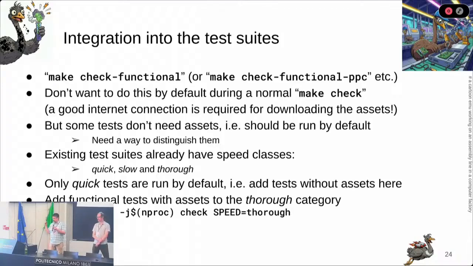Long story short again, since the thorough class is a superset of the quick class, there's still a way that you can run almost all tests at once in parallel, and that's by doing something like make -j, number of your processors, check SPEED=thorough. Then you're pretty good in testing if your code changes survive that one.